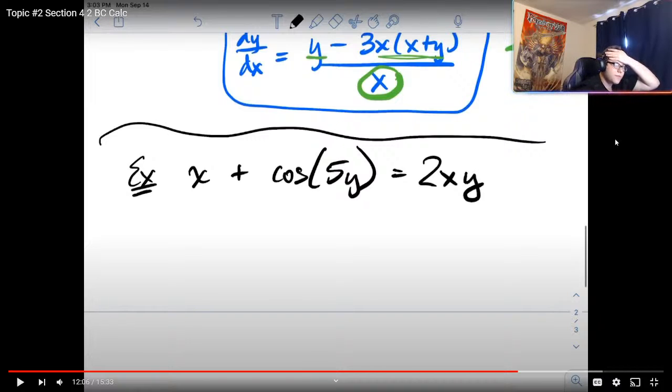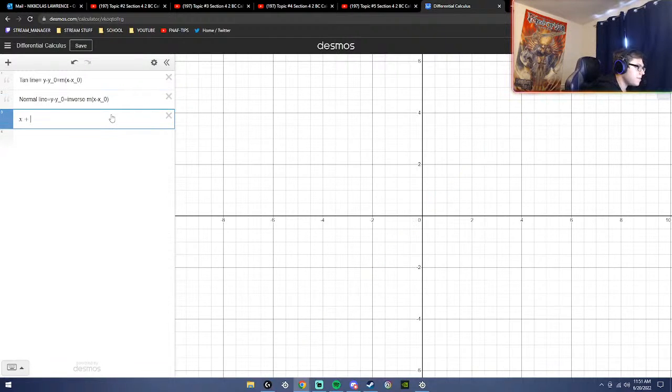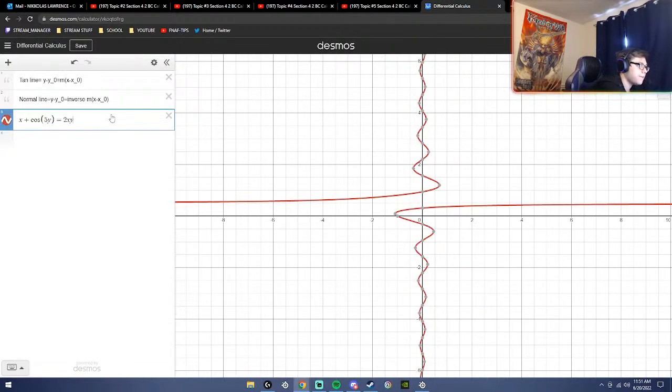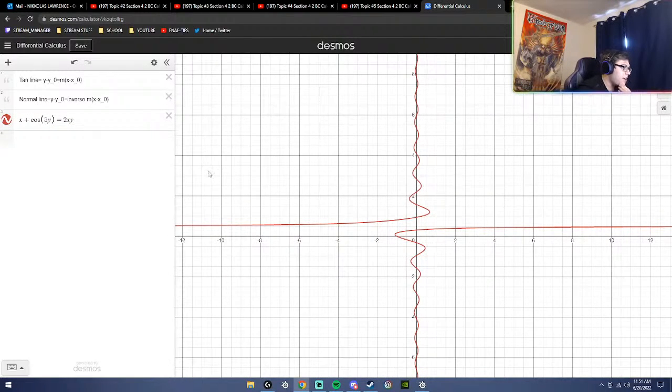Okay. I think I can do this. Let me just show you. Let me just try here, okay? Plus cosine of 5y is equal to 2xy. So you do the chain rule, and then also the product rule.